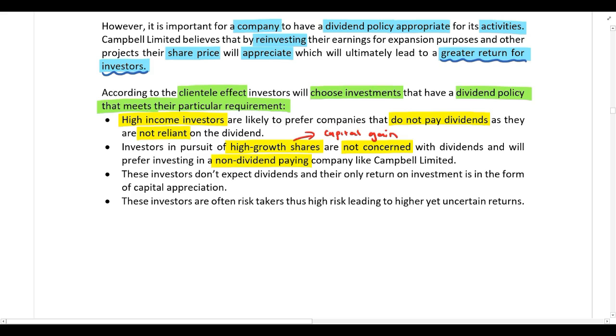These types of investors do not expect dividends, and their only return on investment will be in the form of capital appreciation. Hopefully, because remember, that's always uncertain. These investors are often risk takers, so that's linked to that. Because capital appreciation is uncertain, these investors are often risk takers, and they are looking for a higher uncertain return. So because they take higher risk, they are interested in higher yet uncertain returns.